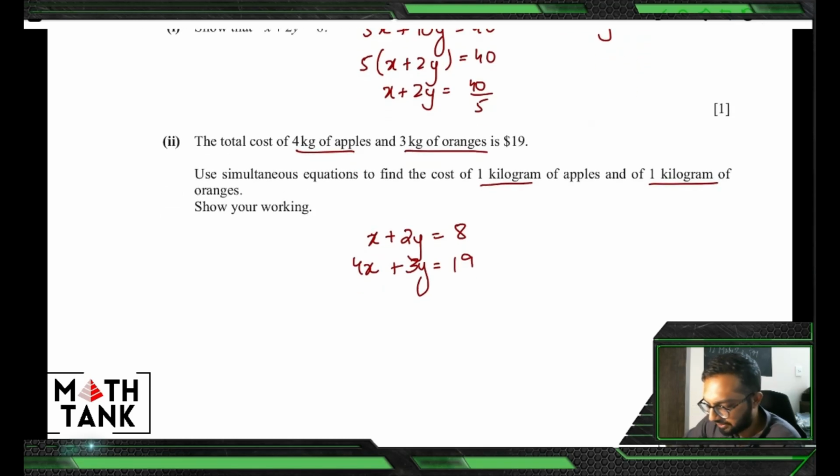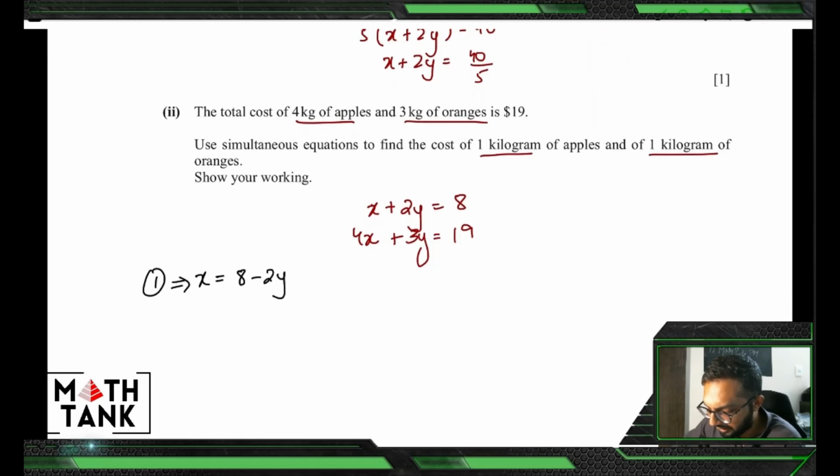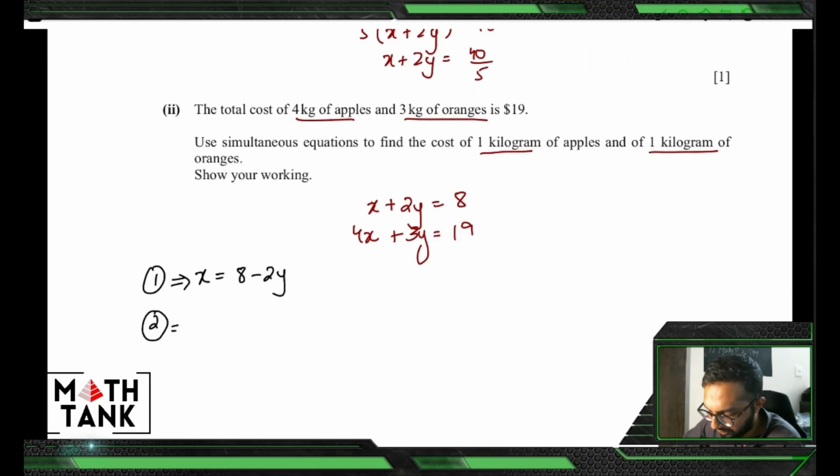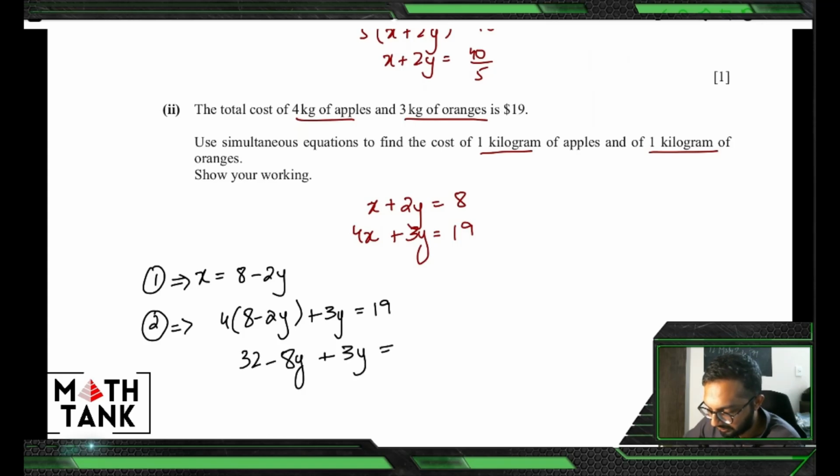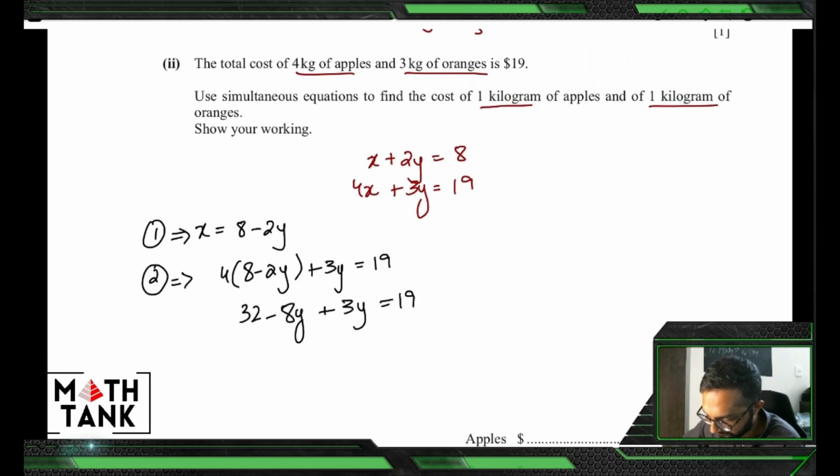Now I think the substitution is the easier part, so I'm going to take my first equation, create a substitution, and use that substitution in equation number 2. I'm going to say that 4 times 8 minus 2y plus 3y equals 19. So 32 minus 8y plus 3y equals 19. Okay, so that's minus 5y and minus 13. So y equals 2.6.